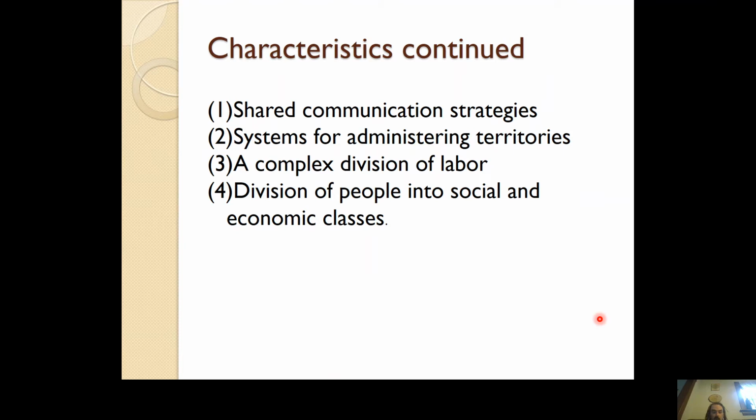Systems for administrating territories, that's basically just a government. Like our system for administrating territories right now is the U.S. federal government administers the states, which then administer counties, which then administer townships. So that's our administration system in our civilization, but other ones are different. Some of them have kings and queens and stuff, so that's their way of doing it, different civ. Civ meaning civilization. A complex division of labor. Basically, this means that if you're all farming, everyone's a farmer.